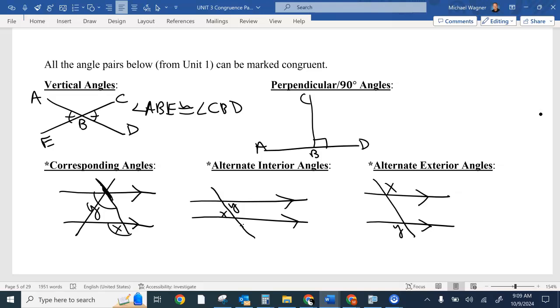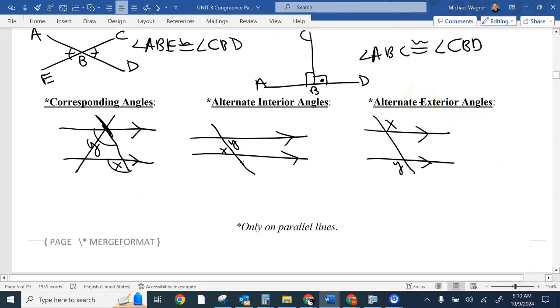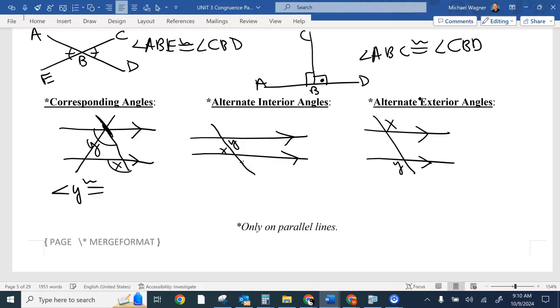Perpendicular, you could say, so if we know that that's 90, then this is going to be 90 as well. So that would mean ABC perpendicular to angle CBD. Okay, corresponding, what does that mean? Well, it means that angles, if we got parallel lines, like all 3 of these are the example of that, that means we can make a conclusion that angle Y is congruent to angle X for this one.